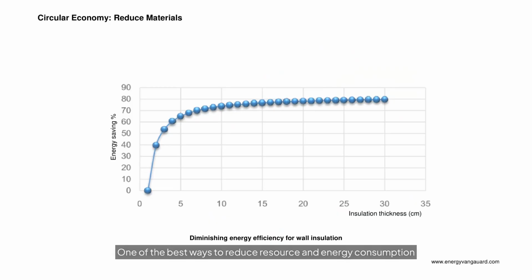One of the best ways to reduce resource and energy consumption is to avoid over-engineering or using more material than necessary for the function. Let's consider wall insulation as an example. Insulation is crucial for energy efficiency as it slows heat loss. But there is a point of diminishing energy benefits. In other words, beyond an optimal thickness, you're using more material but not getting proportional benefits.